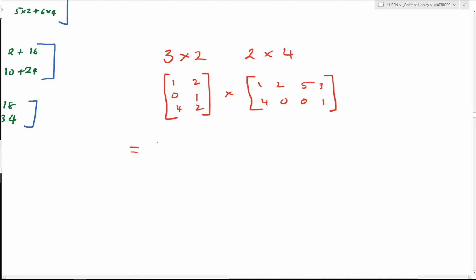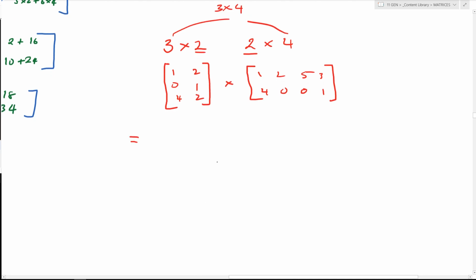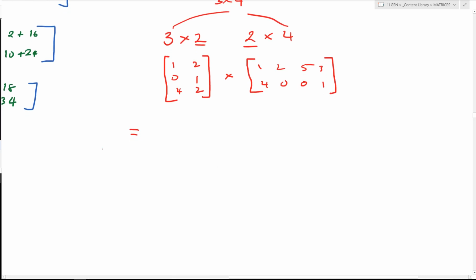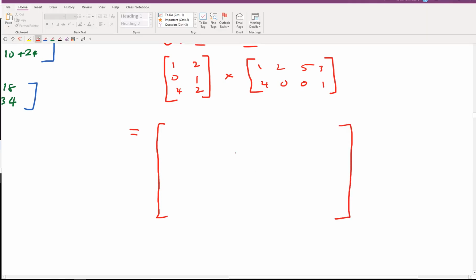Okay, so just looking at the order already, can I multiply these? Yes, because the middle numbers are the same. And if you think about it, the outside numbers will tell you the order of your answer. So the order is going to be a 3 by 4 matrix. So you can already tell if your answer is not a 3 by 4, then you've done something wrong. So let's evaluate this. I'm going to make this nice and big because we'll probably need a bit more space. All right, let's use color with this.